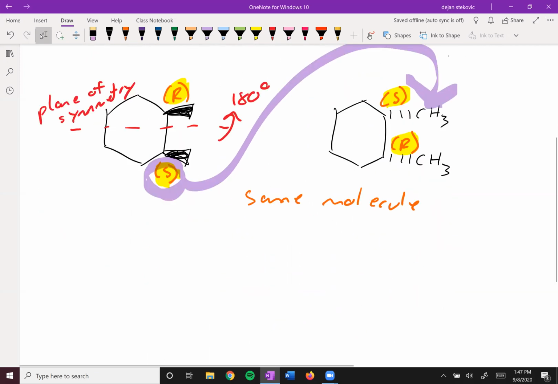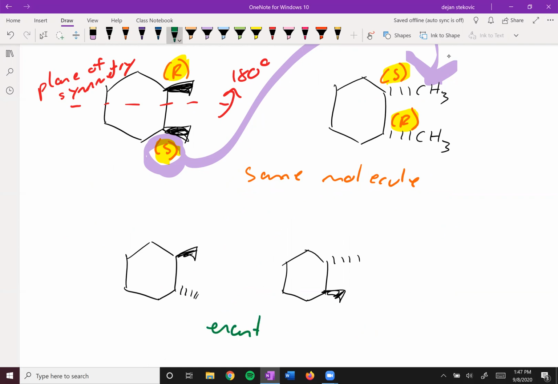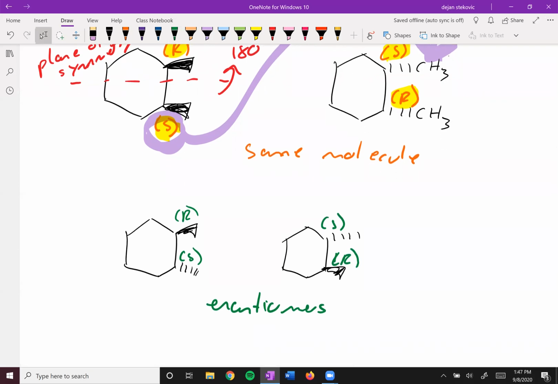But you have to have this mirror or this plane of symmetry in here. So for example, if you don't have the plane of symmetry, something like this compound and this compound are indeed stereoisomers of one another, or enantiomers of one another. All right, this is R, S, S, R. And there's no plane of symmetry here, so you can't really split it in half.